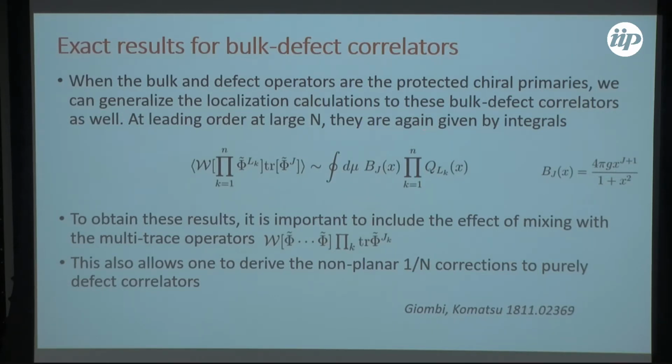And doing this, one can also obtain non-planar one-over-N corrections to just the purely defect correlators. You can again write those in terms of integrals of Q functions, but it's a little bit more complicated, and I didn't write the result here, but it's in this paper that I wrote with Shota last November. Okay. Any questions about this before I slightly change topic?